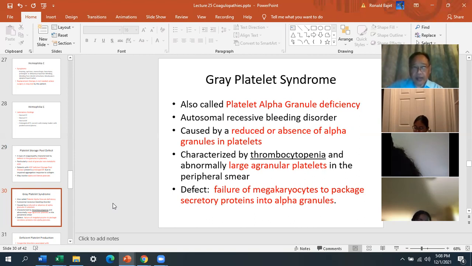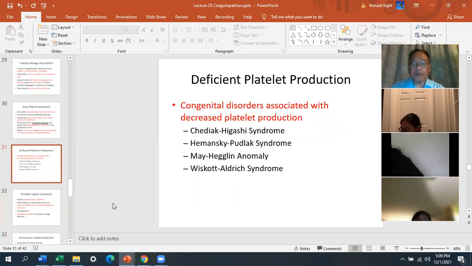And the defect is in the bone marrow. It's a failure of the megakaryocyte to package the secretory proteins into the alpha granules. Okay, the secretory proteins are not packaged in the alpha granules. And then finally, deficient platelet production, a congenital disorder associated with decreased platelet production. And there are 4 of them. There are 4 deficient platelet production disorders. The first one is Chediak-Higashi. The next ones are Hermansky-Pudlak syndrome, May-Hegglin anomaly, and Wiskott-Aldrich syndrome.